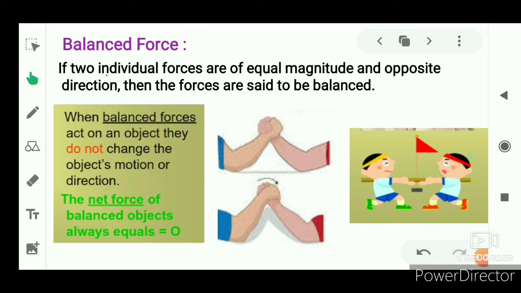Okay, clear. Now we will see the definition. If two individual forces are of equal magnitude and opposite direction, then the forces are said to be balanced. If two forces act on anything with equal values in opposite directions, there is no change in the state of the body, the position of the body remains at rest, and such a force is said to be a balanced force.